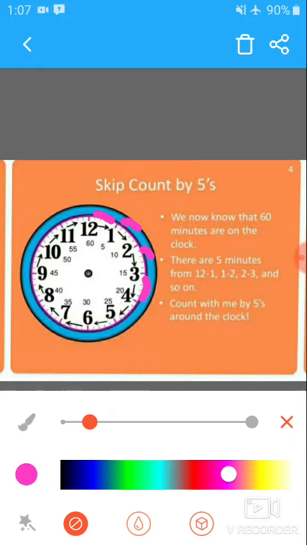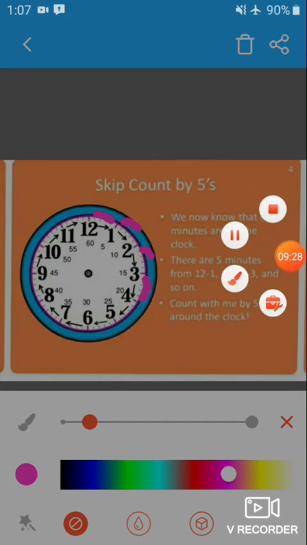So here, when the minute hand crosses from 12 to 1, it's 5 minutes left.